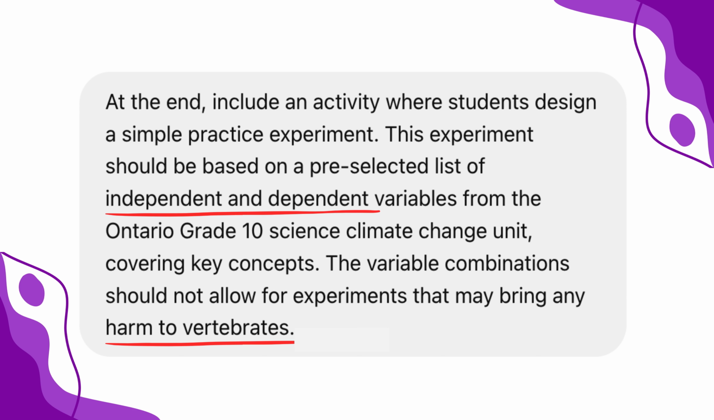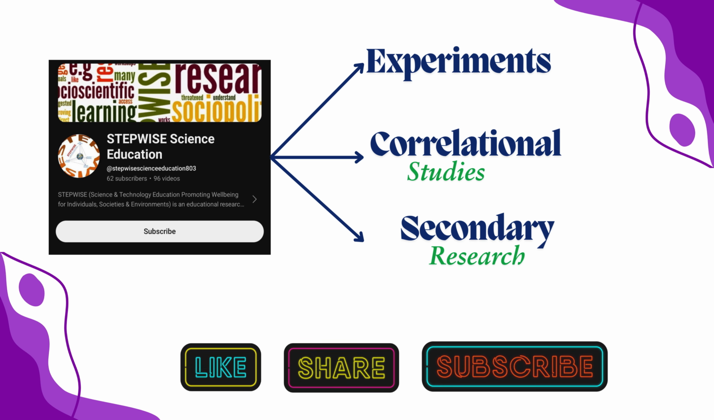In our prompt, we must specify that the variable combination should not allow for experiments that may bring any harm to vertebrates. The AI output includes a list of variables as well as a template to guide the student in planning their experiments and discuss them as a class. Another class might allow the students to then conduct these experiments that they've designed on a topic other than their RENA projects. In this way, we can get the help of AI models to create content and activities for the students' practice phase of stepwise pedagogy.